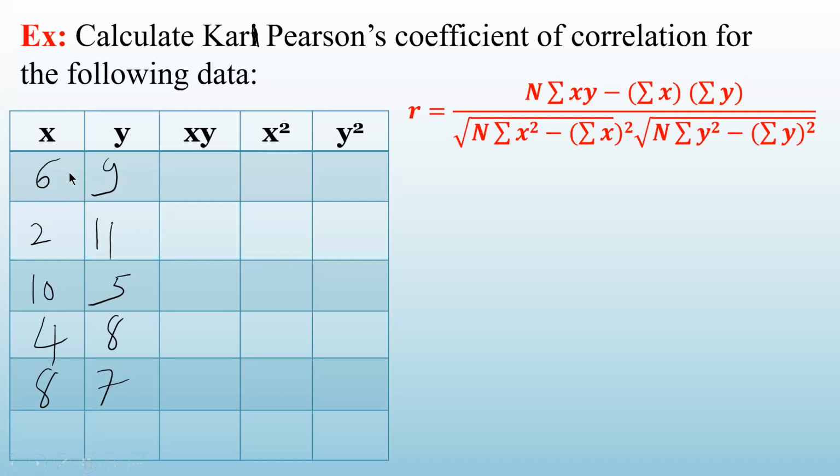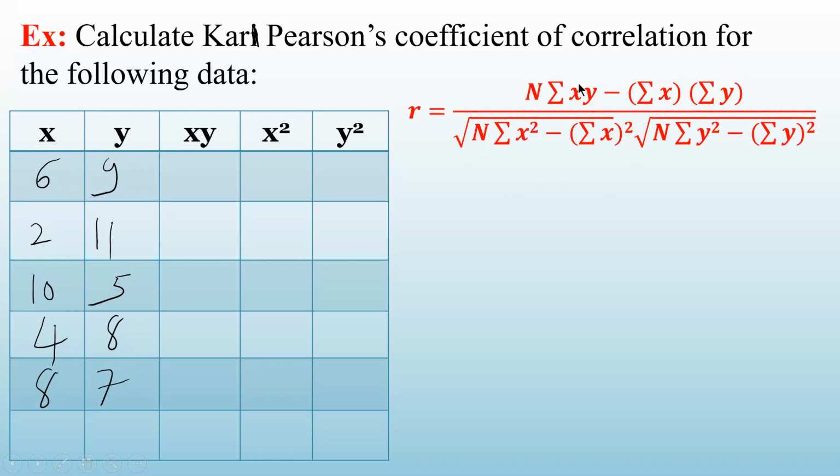So you are given here the values of x and y. The values of x are 6, 2, 10, 4, and 8. The values of y are 9, 11, 5, 8, and 7. So in this problem, you are actually given the values of x and y, and you will apply this formula to calculate the coefficient of correlation.